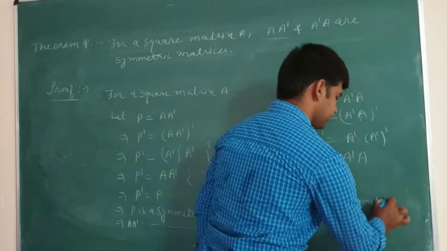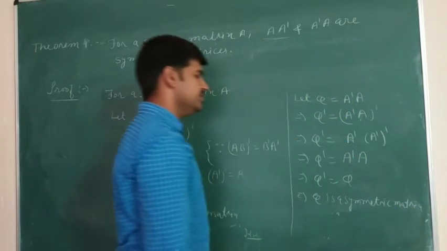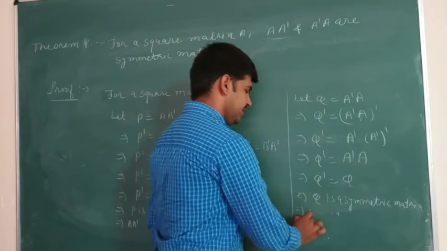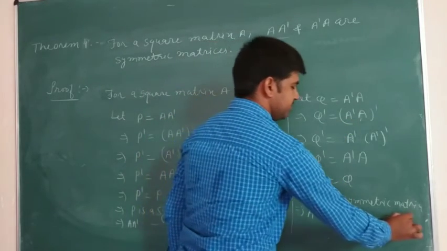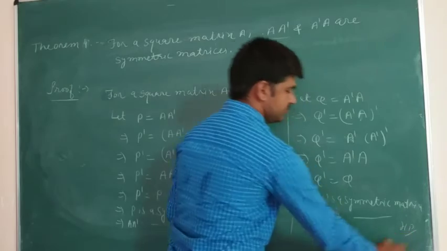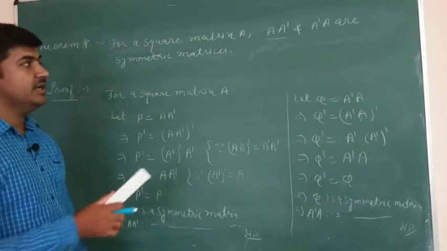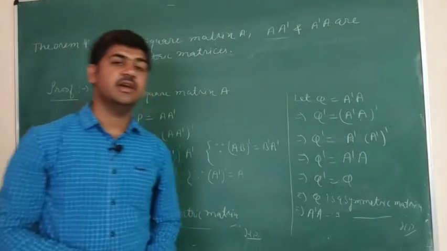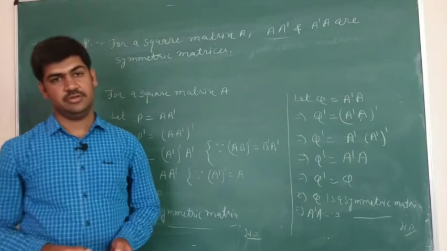Symmetric matrix. And when Q is a symmetric matrix, you can say A dash times A is a symmetric matrix, and that is what we have to prove. Hence proved. So we have proved for a square matrix A, A times A dash and A dash times A are symmetric matrices. I hope you have understood. Thank you very much.